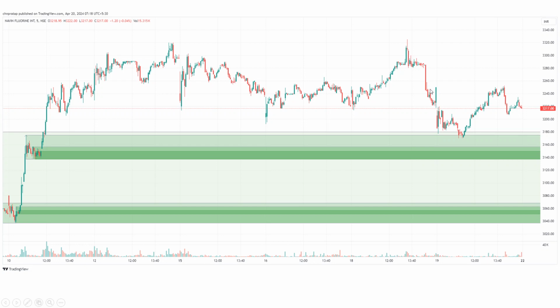But if you look into this stock, are you seeing any significant rejections here? This is a 5 minutes time frame chart.